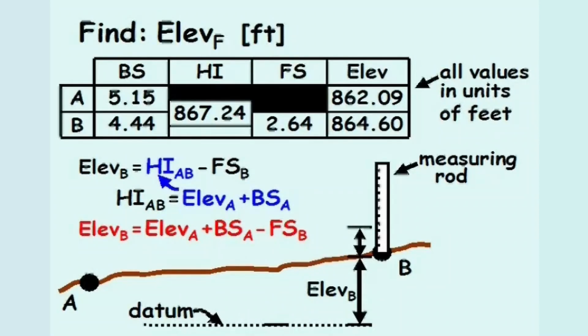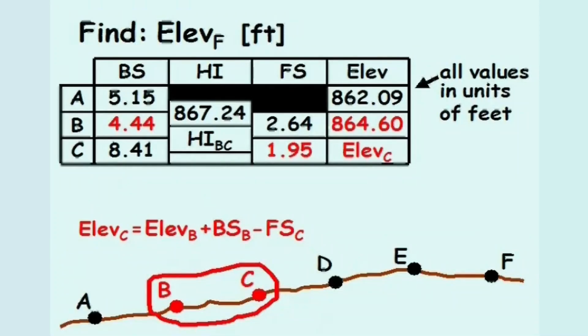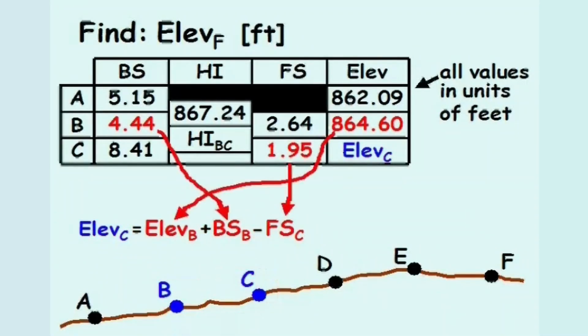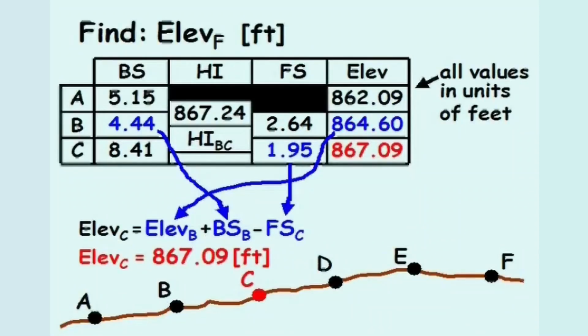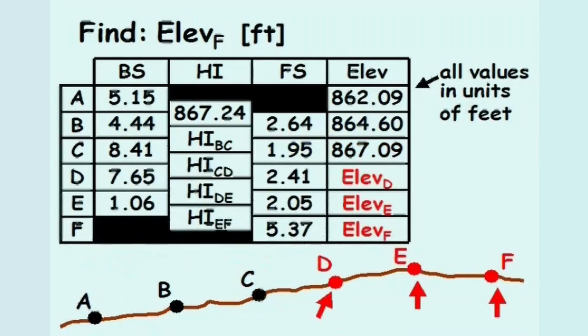We can use this equation to find the elevation at point C by knowing the elevation at point B and the backsite to point B and the foresight to point C. The elevation at point C equals 867.09 feet. We'll continue to use this equation to solve for the elevation at points D, E, and F.